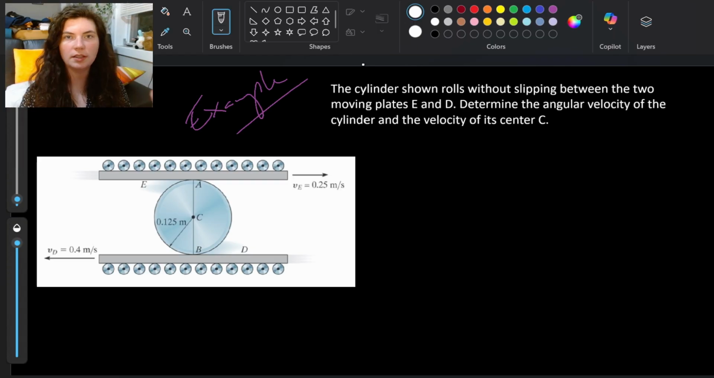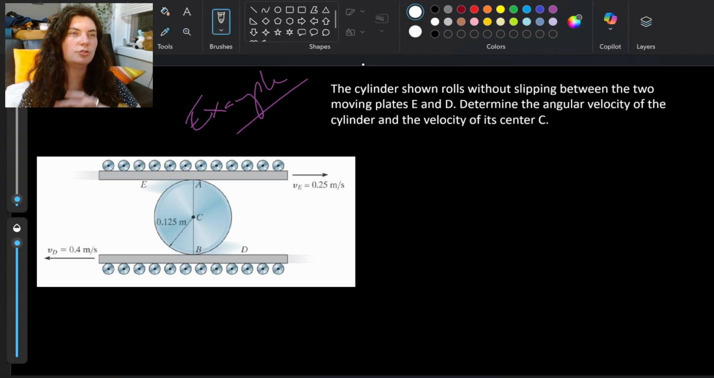All right, let's do one last example, and this one will be just a little bit different from the last ones that we've seen, in that instead of using the perpendicular methodology where we've got two velocities pointed in different directions, now we've got two parallel velocities given to us. So here we have a cylinder that rolls without slipping between the two moving plates E and D. Determine the angular velocity of the cylinder and the velocity of its center C.